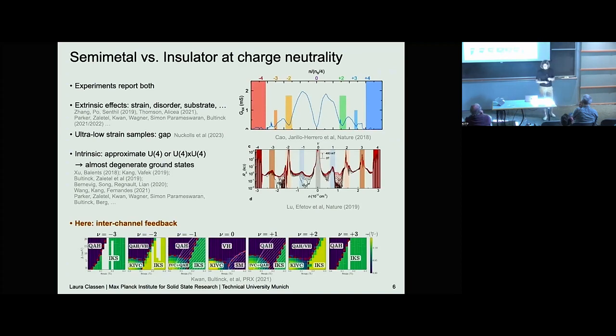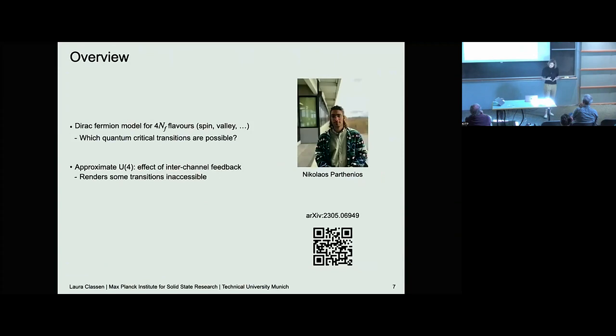And this is what we wanted to understand and study, always having this question in mind: which possible critical transition exists here. So this is the rough plan of the rest of the talk. I want to introduce our Dirac fermion model for twisted bilayer graphene, and then discuss the effect of this interchannel feedback if we have such an approximate U4 symmetry. And I'm going to show you that this will render some of these transitions inaccessible.